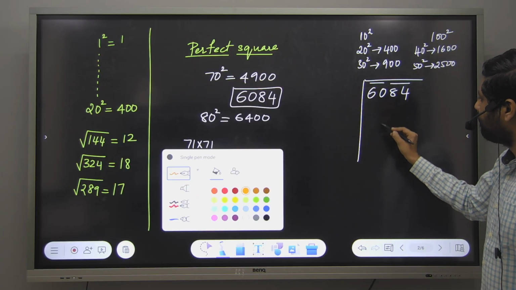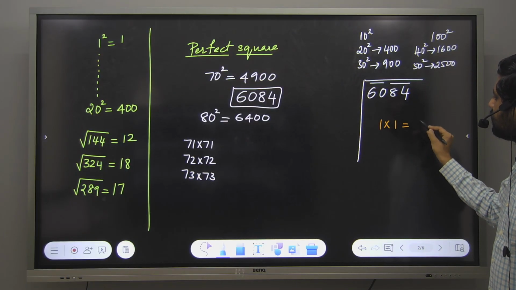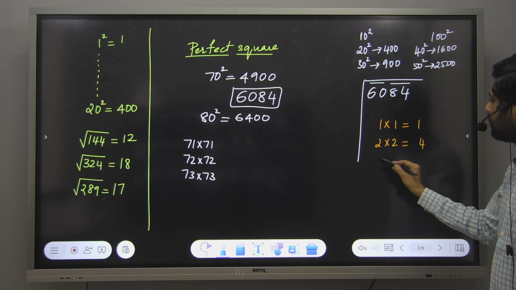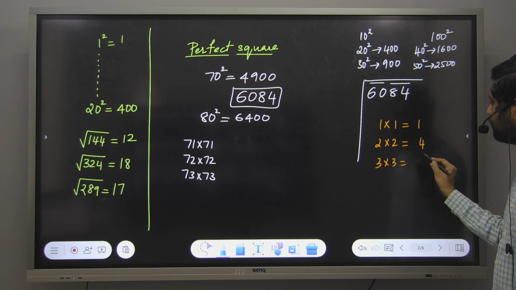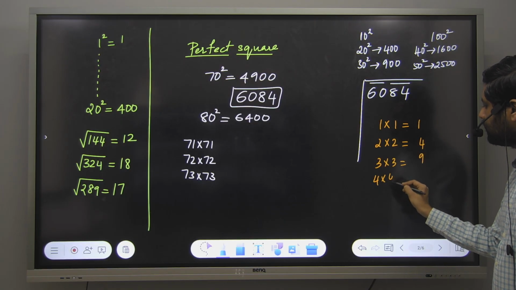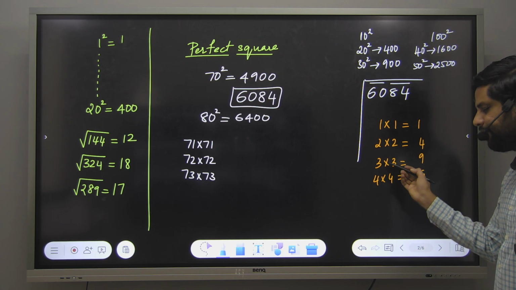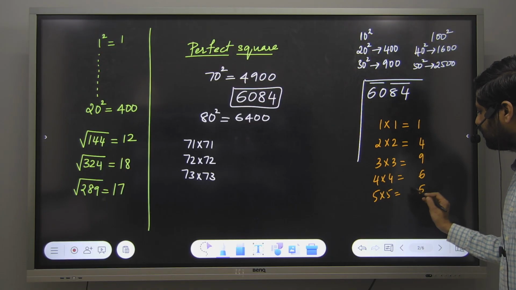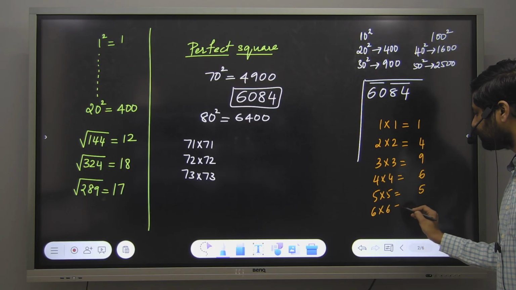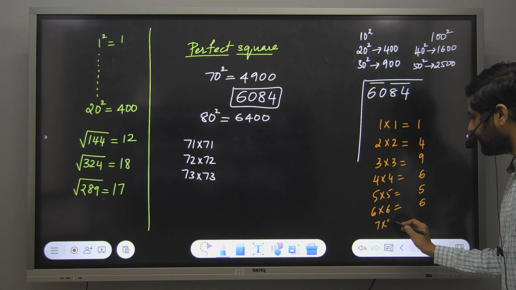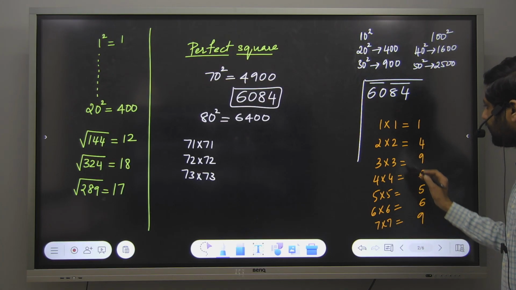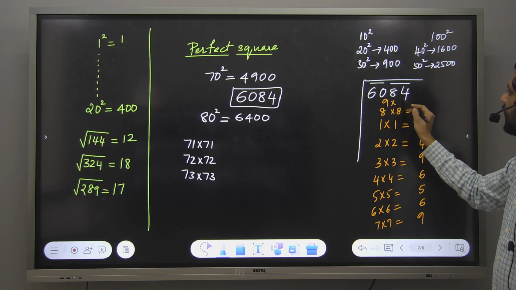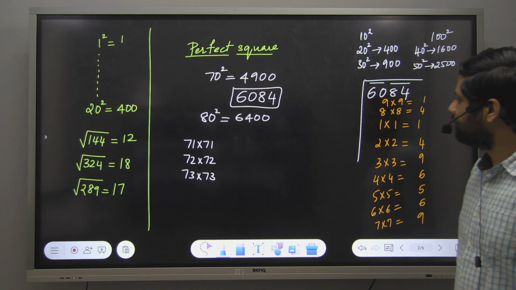What happens is 1 into 1 ends with 1. 2 into 2 ends with 4. 3 into 3 ends with 9. 4 into 4 ends with 16, so 6. We are just talking about the units place. 5 into 5 ends with 5. 6 into 6 ends with 6. 7 into 7 ends with 9. 8 into 8 ends with 4. Last, 9 into 9 ends with 1. Okay?